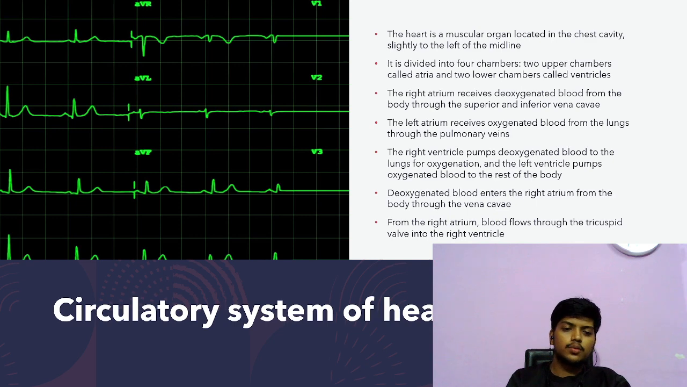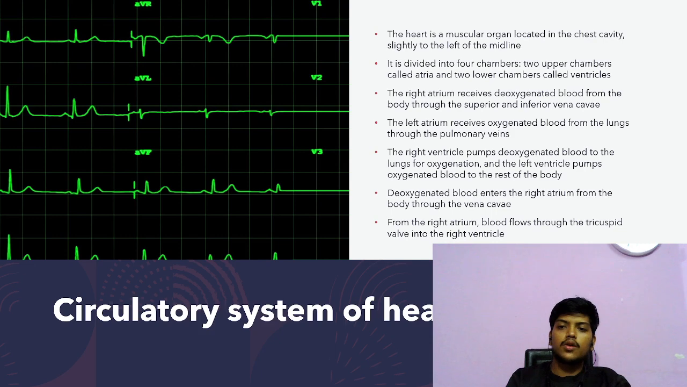Next, another topic is the circulatory system of the heart. The heart is a muscular organ located in the chest, slightly to the left of the midline. It's divided into four chambers: two upper chambers called atria and two lower chambers called ventricles. The right atrium receives deoxygenated blood from the body through the superior and inferior vena cava, and the left atrium receives oxygenated blood from the lungs through the pulmonary veins.